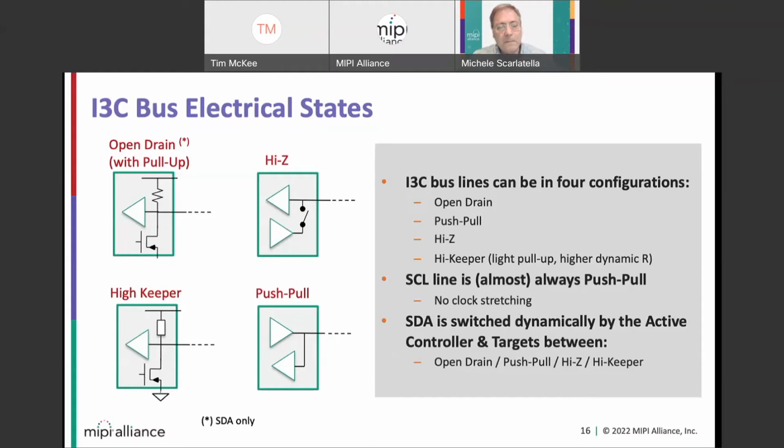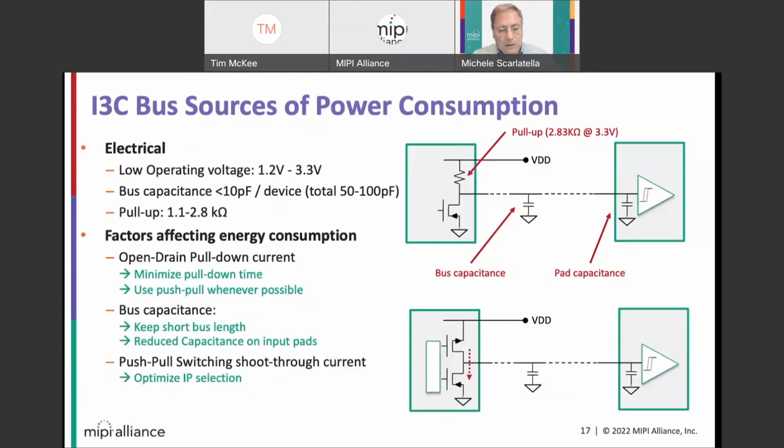Now, what are the sources of energy consumption, at least from an electrical point of view? On the open drain, it's fairly straightforward. When the line is low, to keep it low, I need to draw current from the pull-up. So the longer I stay low, the more current I draw. Not only that, the open drain also slows down because of spurious capacitance. So the message there is that we try to design the specifications so that the open drain mode is kept to the bare minimum, really, when it's necessary.